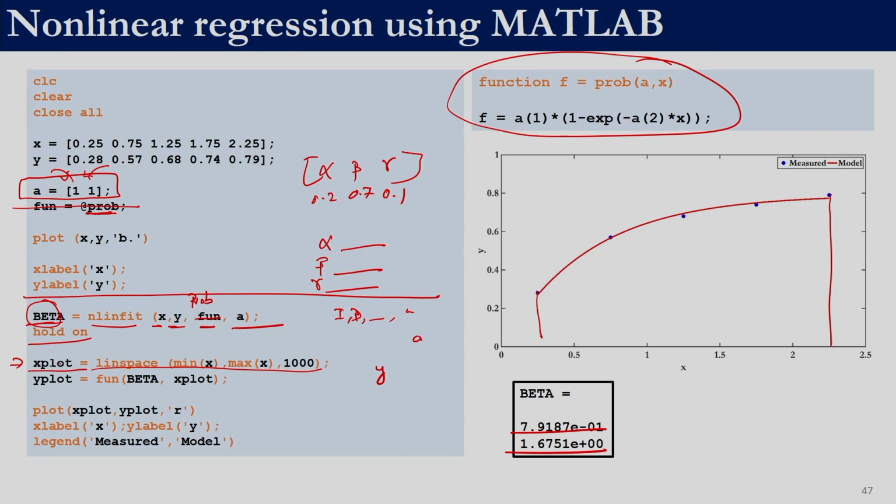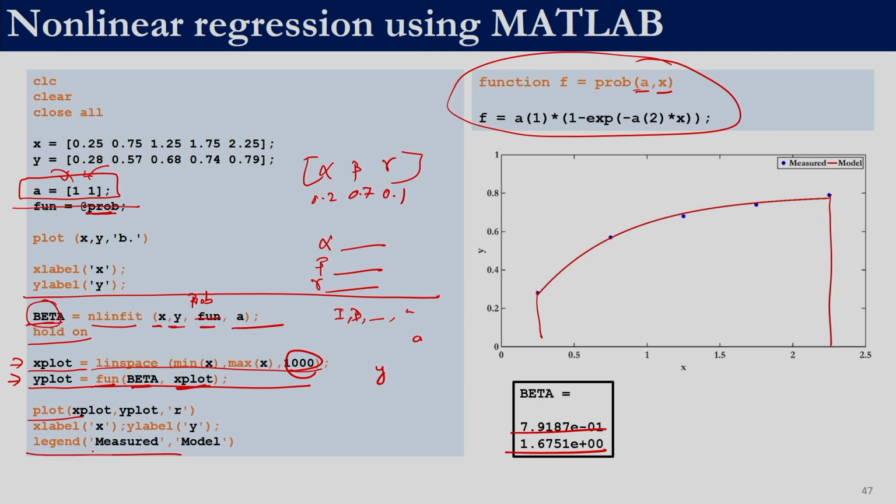So, for these x values we need the y value, right. That we can find out by passing the beta values, the model coefficients, and the x values. Remember, that is what this format is: the model coefficients comma the x values, right. If we give that, we get this y plot, right. And then we can plot x plot comma y plot, with r dot we can give, right. It will plot 1000 points, right. If you increase this number of points, you will get a smooth curve, right.